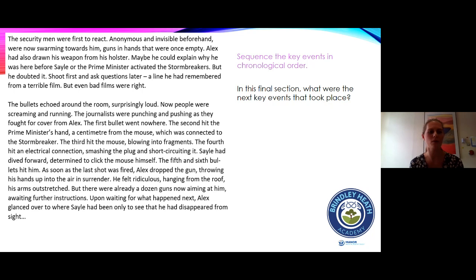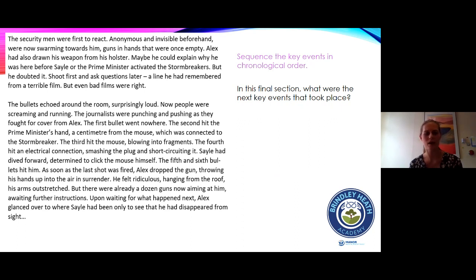The security men were first to react. Anonymous and invisible beforehand, were now swarming towards him, guns in hands that were once empty. Alex had also drawn his weapon from his holster. Maybe he could explain why he was here before Sale or the Prime Minister activated the Stormbreakers, but he doubted it. Shoot first and ask questions later. A line he had remembered from a terrible film, but even bad films are right.